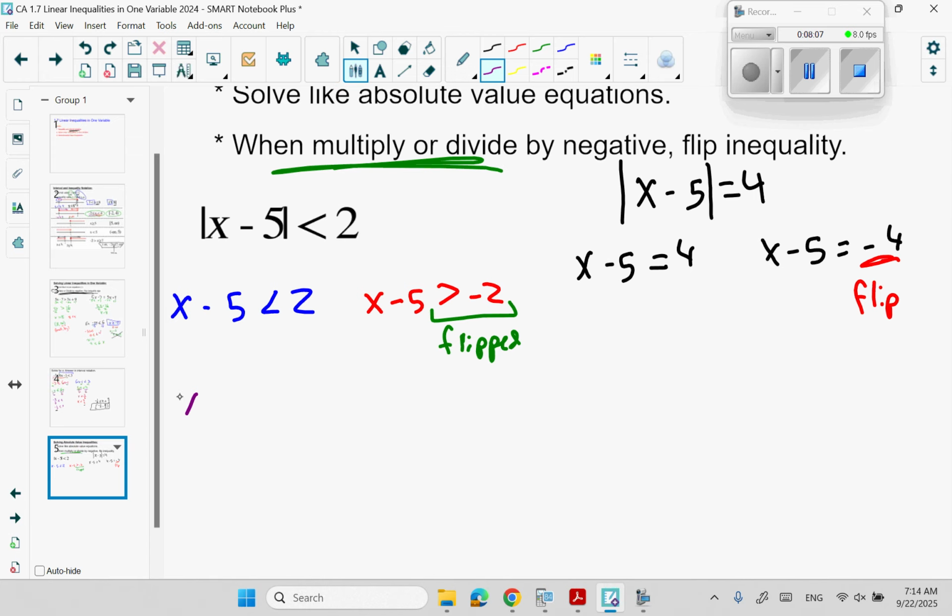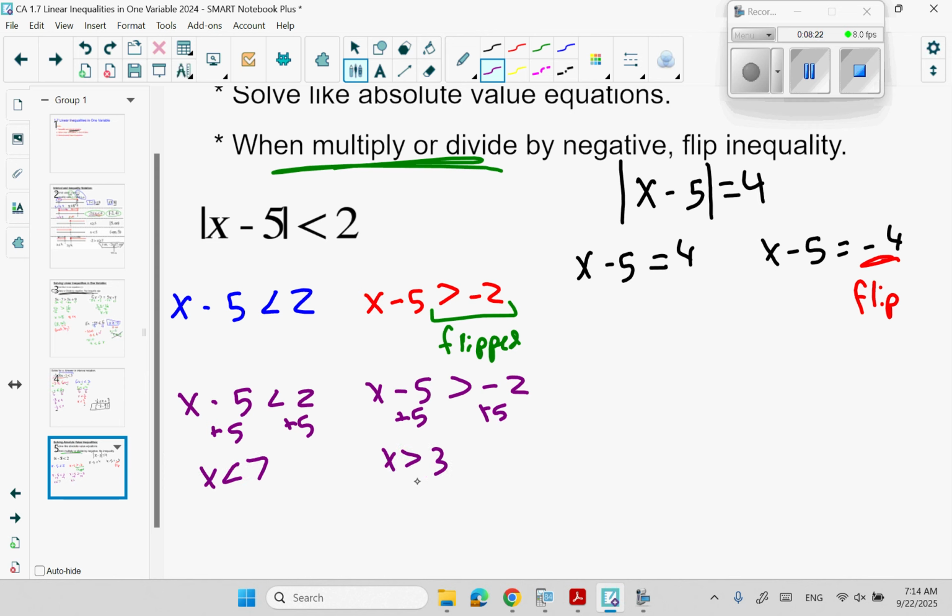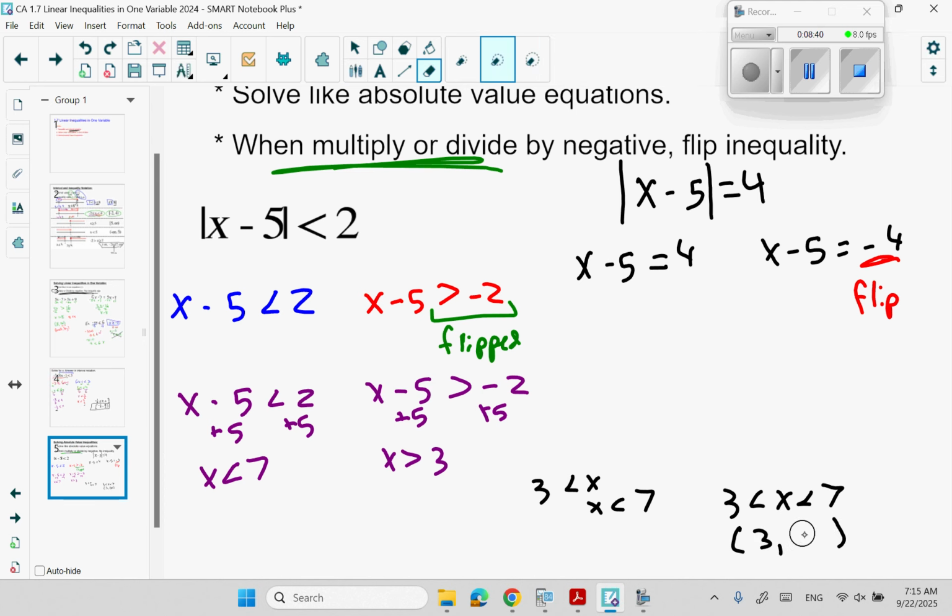So from there, I get two problems to solve. But again, just like on the last slide, the steps follow the same. For example, here I'm going to add 5, add 5, add 5, add 5. So we get x is less than 7, and x is greater than 3. If I were to list these smallest to biggest, we'd get 3 less than x, and x is less than 7. Again, x is in the middle, so I can write this as a compound inequality, which means I only have one interval. I don't know why I put infinity there. Just autopilot brain.